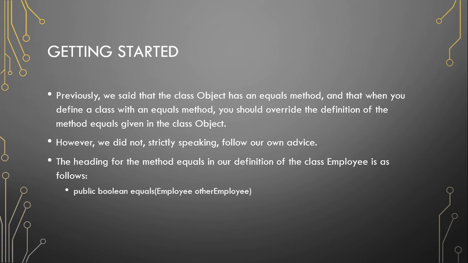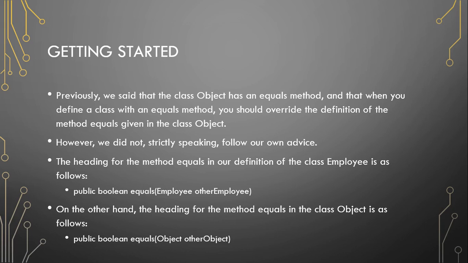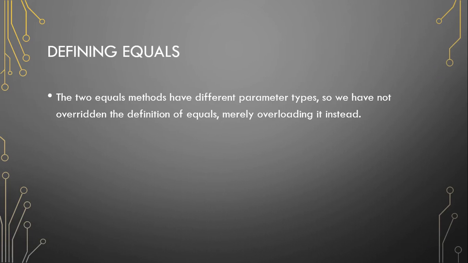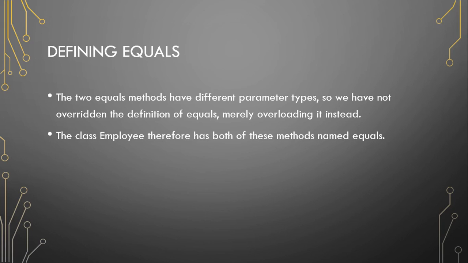The following is the method equals for our definition of class Employee: public boolean equals(Employee otherEmployee). On the other hand, the heading for the method equals in class Object is: public boolean equals(Object otherObject). You'll notice that the two methods have different parameter types, even though they look very similar. So we have not actually overridden the method, we've overloaded it. Remember, there's a very clear distinction between overriding and overloading. The class Employee, therefore, technically has both of these methods named equals.